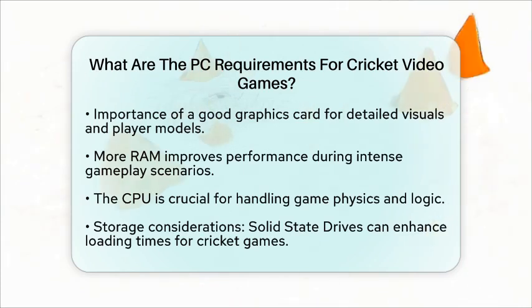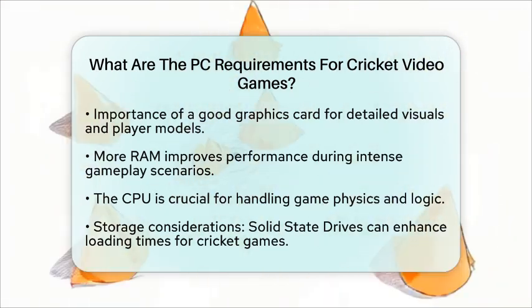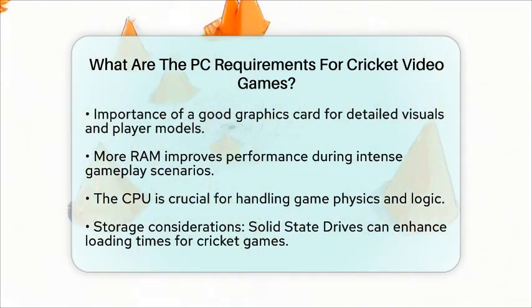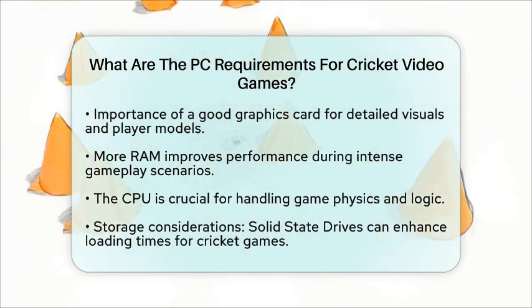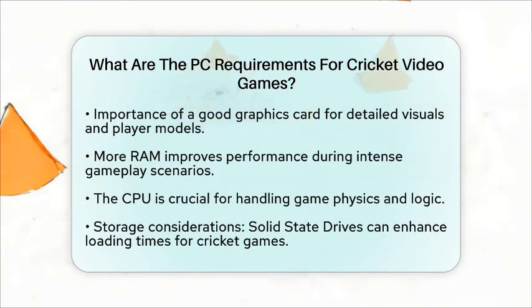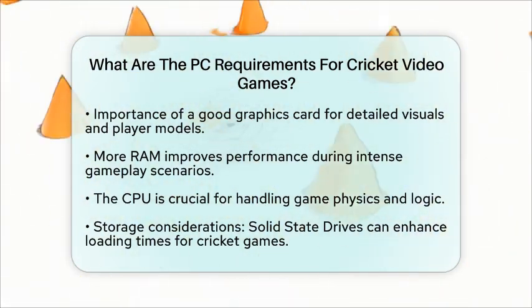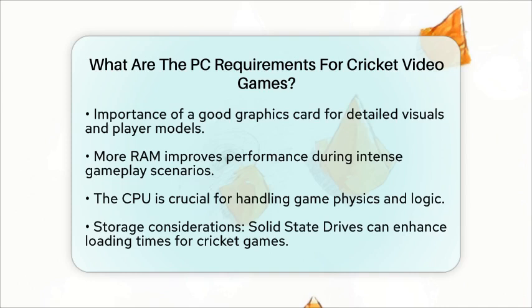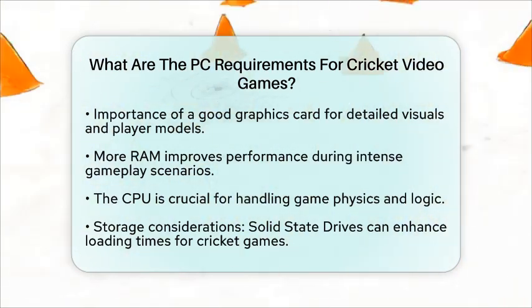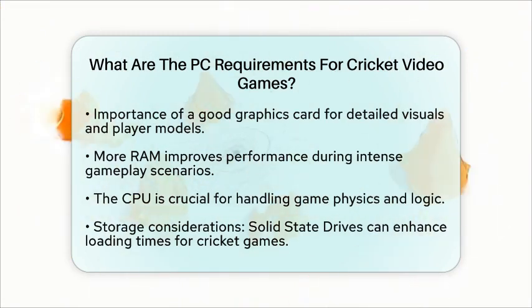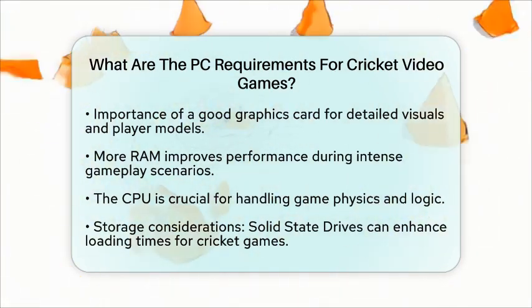Random access memory is also important. More random access memory allows the game to load larger textures and maintain performance during exciting moments, like crowded stadiums or changing weather. The central processing unit plays a key role in handling physics calculations and game logic, which are vital for realistic gameplay. Lastly, consider your storage.